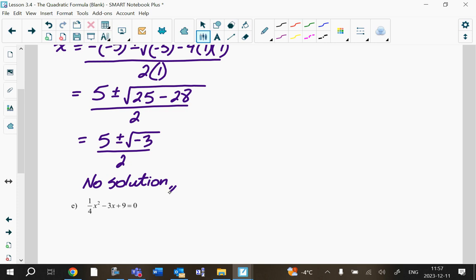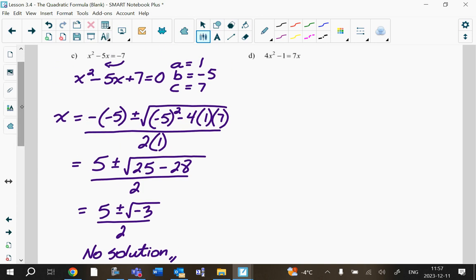Wow. Sure, why not? How about this one? A is 4. Nope, I wouldn't start that yet. Yeah, you got to move the 7x over. 4x squared minus 7x in the middle minus 1. A is 4.